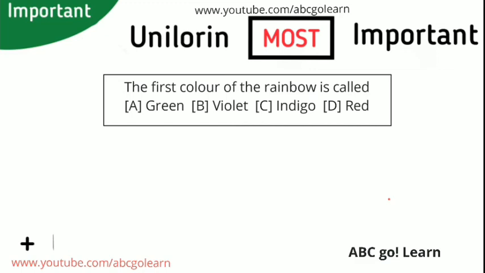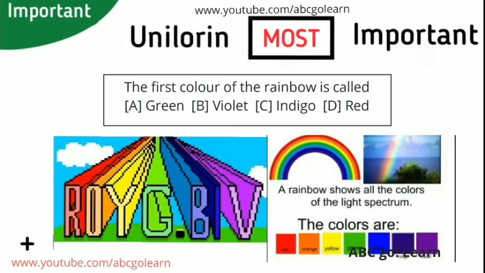For you to understand questions like this, I would just like you to look at this row: ROYGBIV. R stands for red, O stands for orange, Y stands for yellow, G stands for green, B stands for blue, I stands for indigo, and V stands for violet. So if you want to get the first color, of course the first color is red.